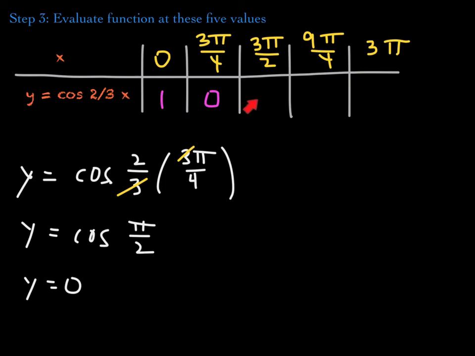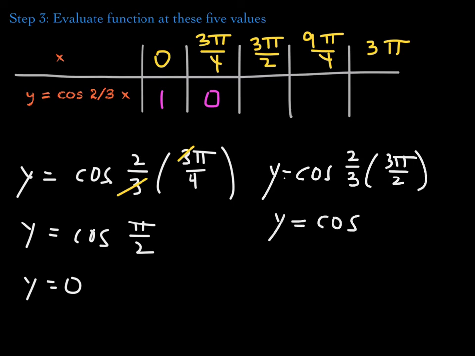I wonder if you can guess what this would be. If you start at a maximum, you went down to an x-intercept, you should go down further to a minimum, right? That's the pattern. So let's see if we can get the minimum. All right, we are plugging in 3 pi over 2 now. You can see the fraction work here. The 3's cancel and the 2's cancel. You're just left with cosine of pi, which we know to be -1. So there's the pattern, right? Maximum, x-intercept, minimum. At this point, it should go back up to an x-intercept, so we should get 0 here.